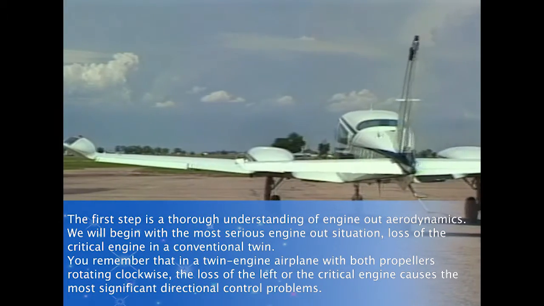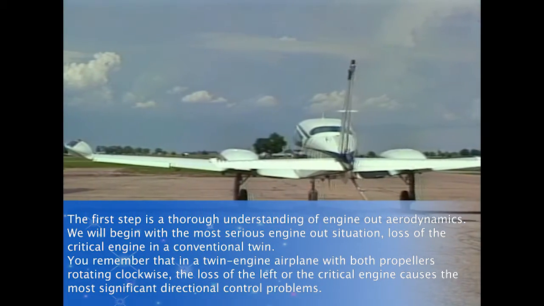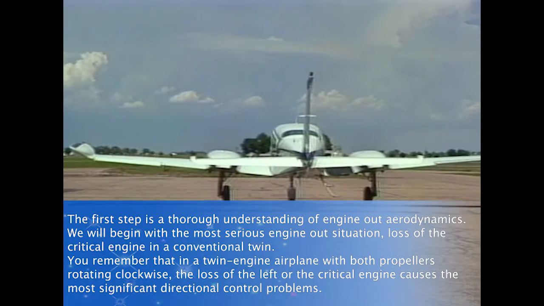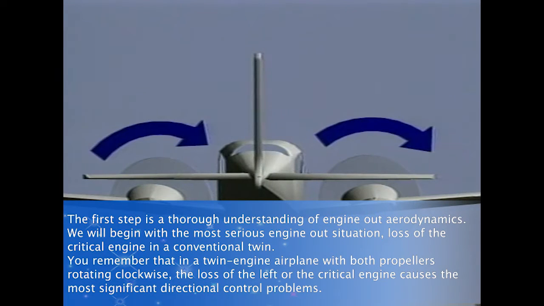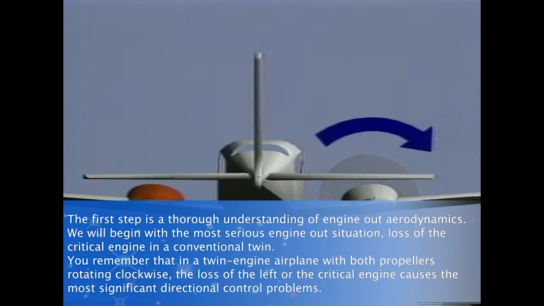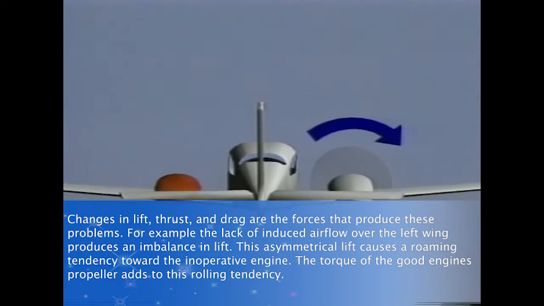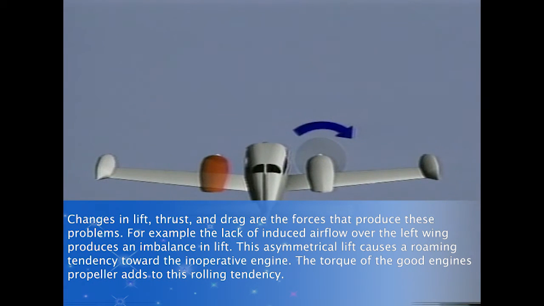We'll begin with the most serious engine-out situation, loss of the critical engine in a conventional twin. You'll remember that in a twin-engine airplane with both propellers rotating clockwise, the loss of the left, or the critical engine, causes the most significant directional control problems. Changes in lift, thrust, and drag are the forces that produce these problems.